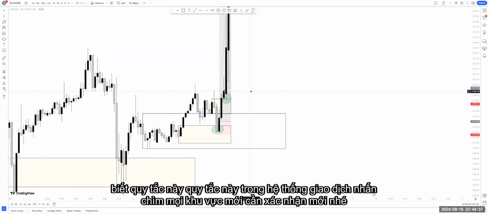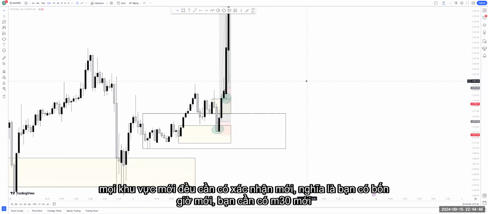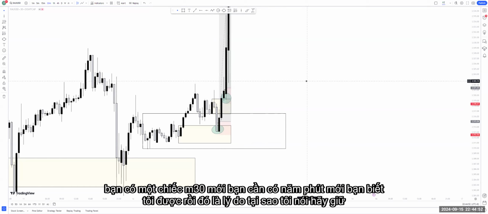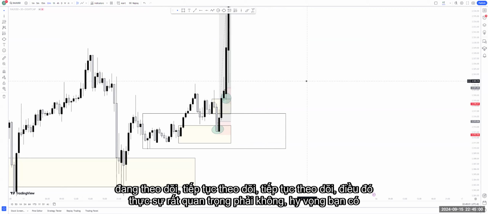You need to know this one rule in the engulfing trading system: every new zone needs new confirmation. Which means if you have a new 4 hour, you need a new M30. You have a new M30, you need a new 5 minutes. You got me? That's why I say keep on monitoring, keep on monitoring. That's really, really important. Hope you got this.